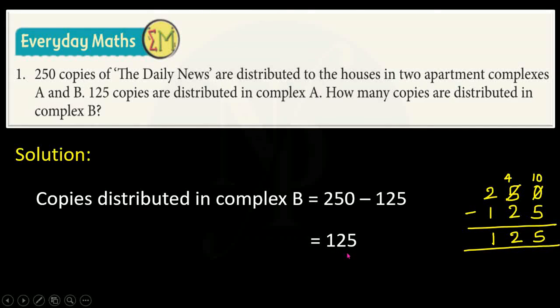So what you notice here is the same number of copies were distributed in complex A also, isn't it? 125 in complex A and 125 in complex B also. So the solution for the required question is copies distributed in complex B is equal to 125. Now let us move to the next question.